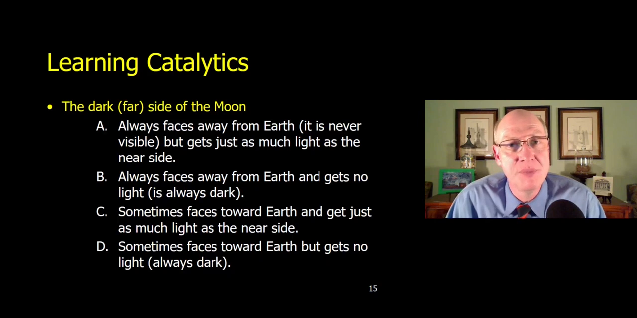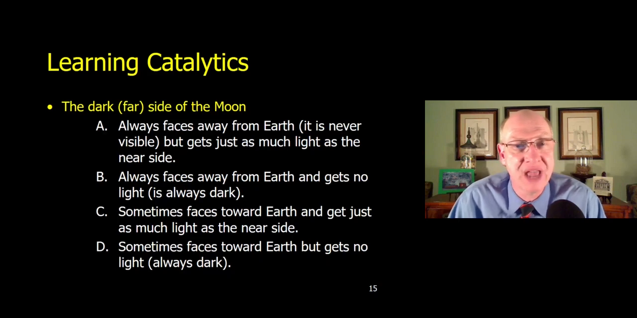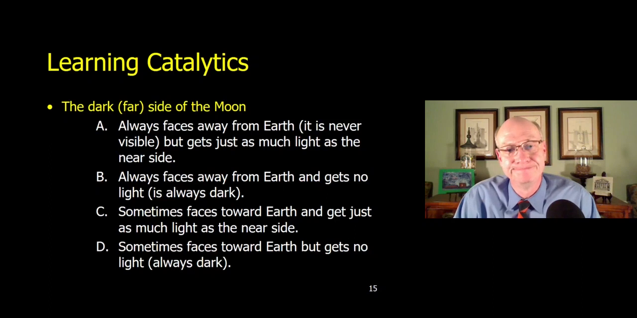I want you to take a few minutes and go to Learning Catalytics. So pause this video and go to Learning Catalytics and answer this question. The dark side of the moon: A, always faces away from the Earth but gets just as much light as the near side. B, always faces away from the Earth and gets no light. It's always dark. C, sometimes faces the Earth and gets just as much light as the near side. Or D, sometimes faces the Earth but gets no light, always dark. So go ahead and answer the question.